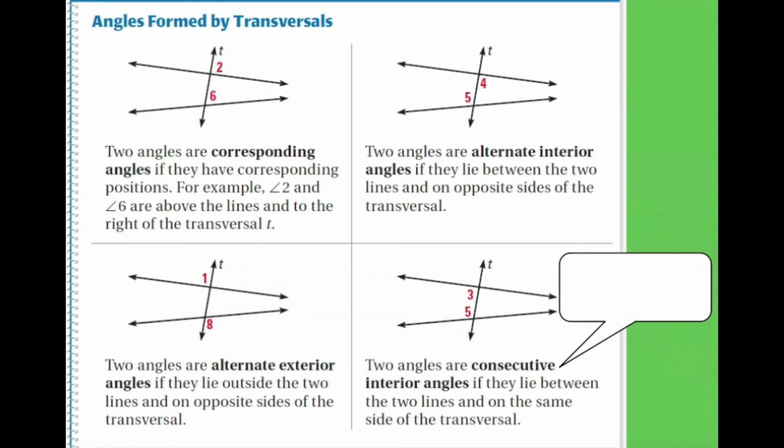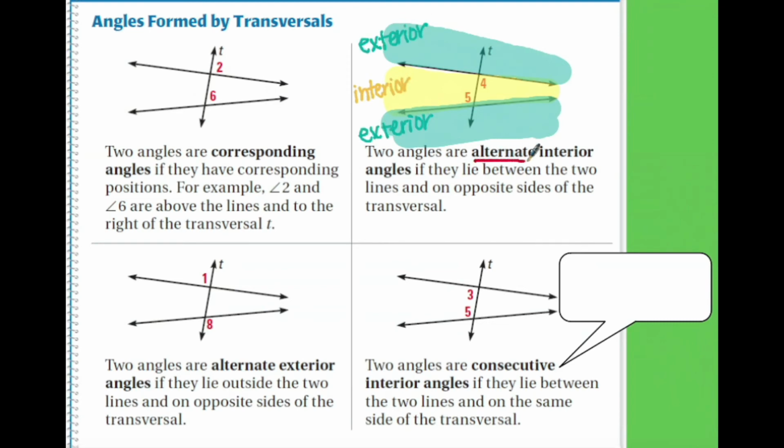The other types of angles we talk about are going to distinguish between interior and exterior. Interior means on the inside, and they're talking about those two lines that get crossed. So that yellow part would be considered the interior, and the exterior would be outside of those two lines. So interior, exterior.